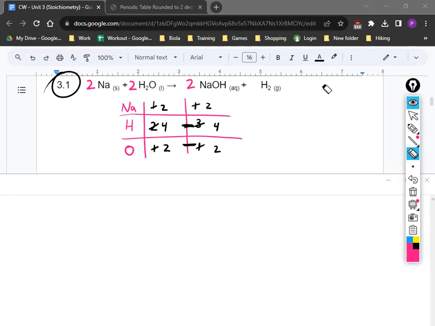Again, the equation is mom's recipe. You don't touch it. You don't mess with it. Leave it exactly the same. All you do is put numbers in front. Okay, so that's my way of balancing.